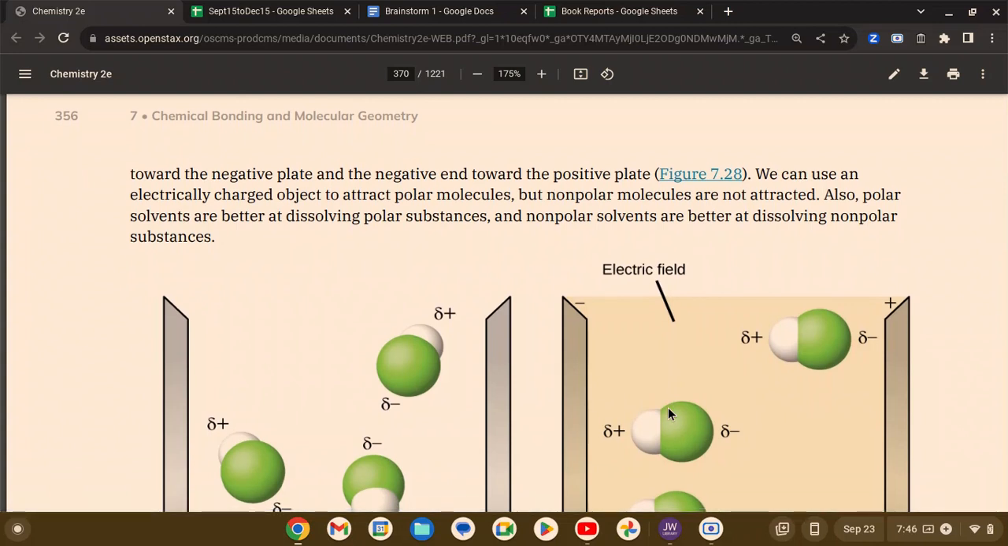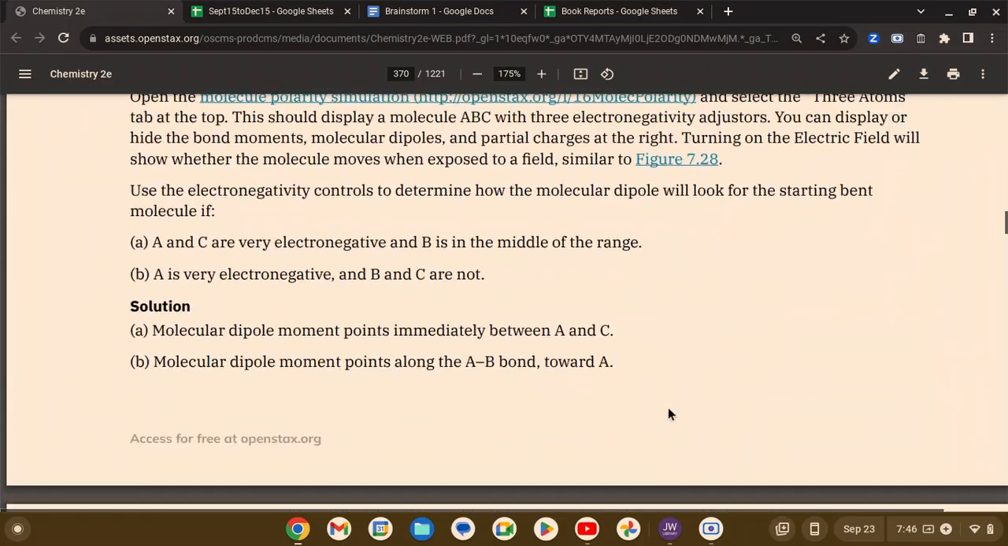We can use an electrically charged object to attract polar molecules, but nonpolar molecules are not attracted. Also, polar solvents are better at dissolving polar substances, and nonpolar solvents are better at dissolving nonpolar substances. And that's it.